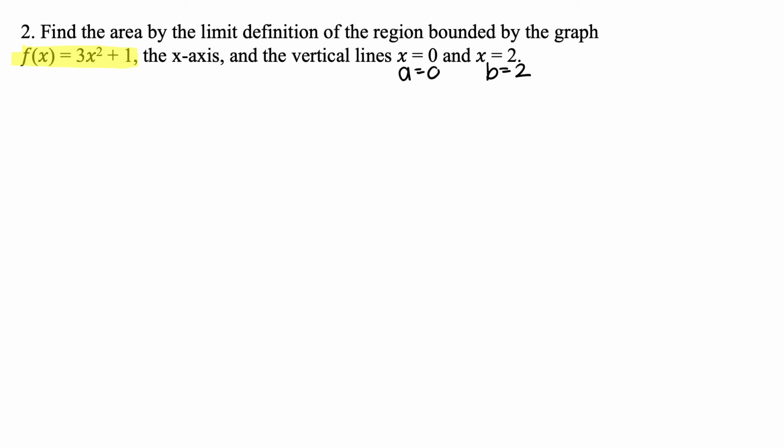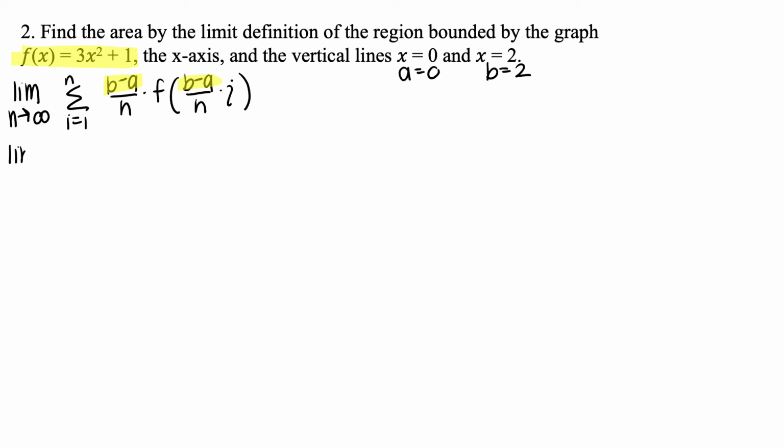Remember, these are our a and our b values, and that's most helpful if we know what to plug them into. So our limit definition is the limit as n goes to infinity of the sum from i equals 1 to n of b minus a over n times f of b minus a over n times i. So if we start by just plugging in for b minus a, that's 2 minus 0 in both cases. So we have the limit as n goes to infinity of the sum from i equals 1 to n of 2 minus 0, which is just 2 over n, times f of 2 over n i.